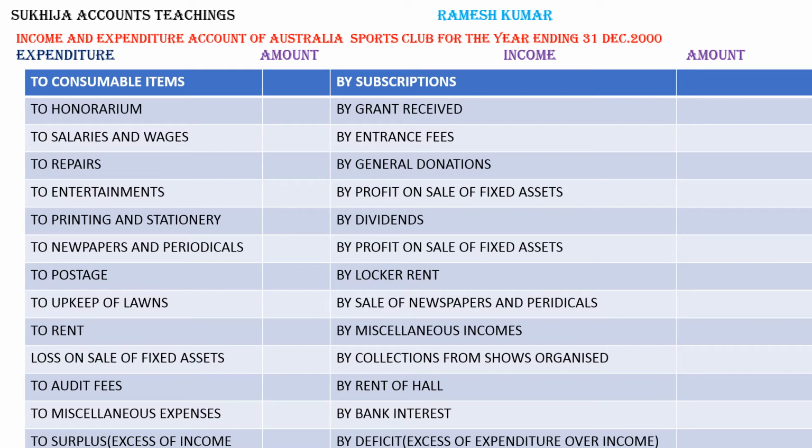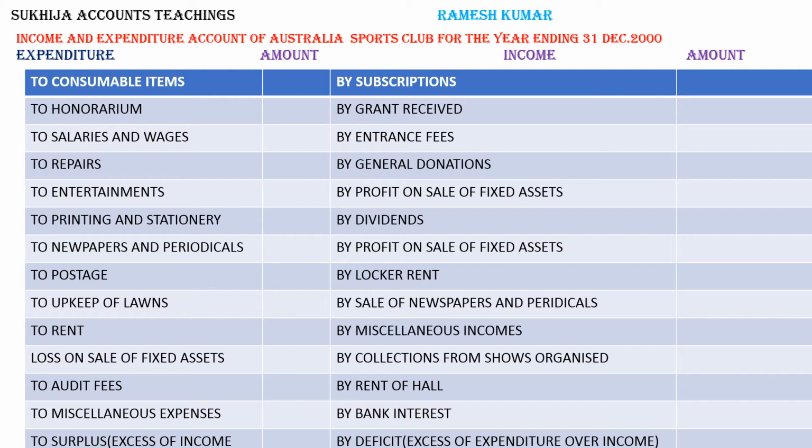By entrance fees. What is entrance fees? The first time when a person becomes a member, he has to pay the entrance fees. By general donations. Donations may be specific or general. General are shown in income and expenditure account on income side, whereas specific are shown in balance sheet on liability side.